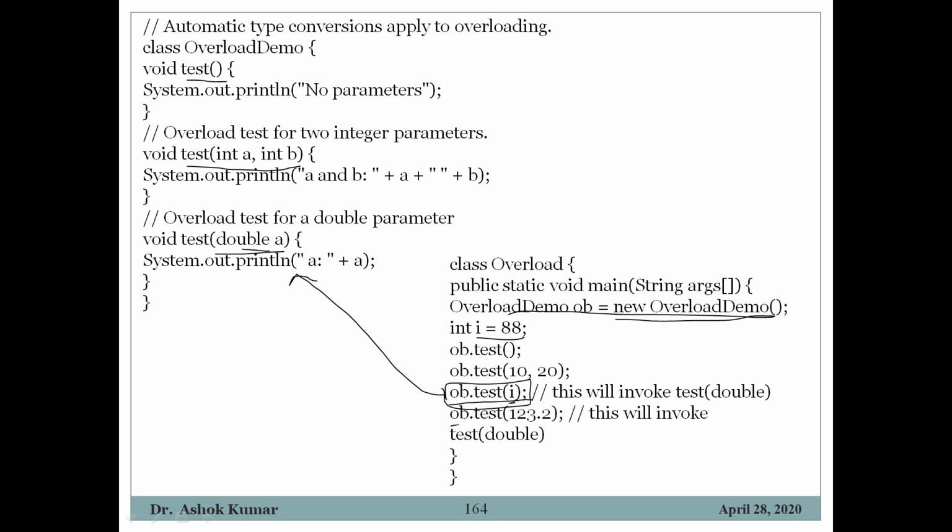So the next line will also call the double type method, because here the actual parameter is double. So the method with the double parameter will be called. This line will also call the same method, and this value will get copied into a as we discussed earlier. And the method definition, that is System.out.println, will print the value of a.